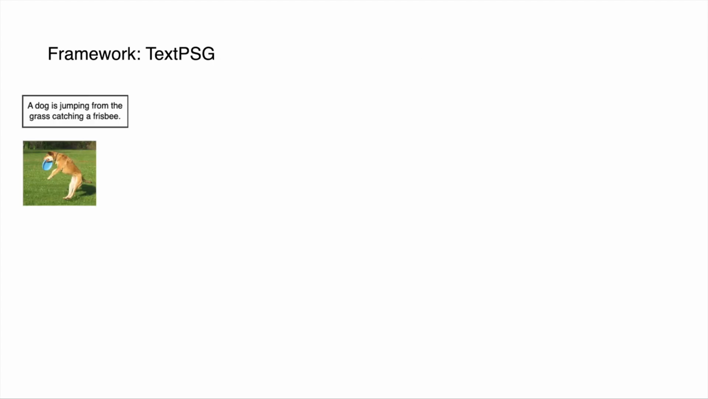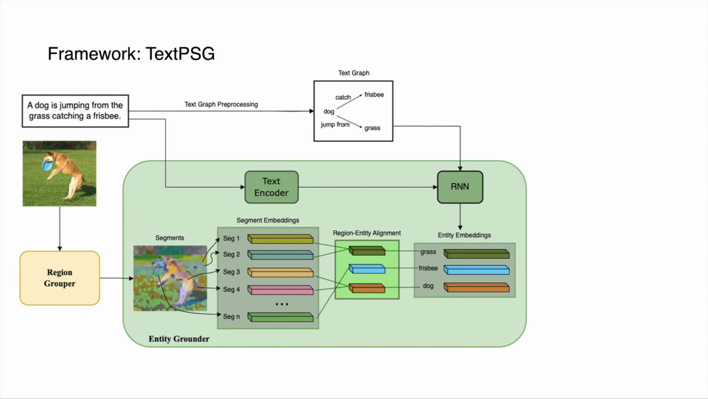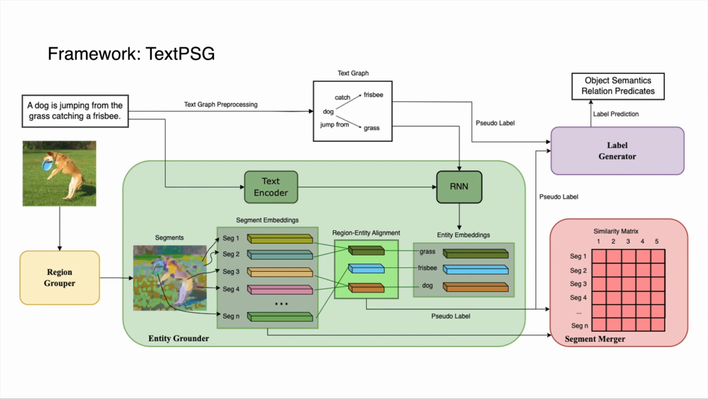We propose a novel modularized framework, TextPSG, as the first step towards this problem. During training, TextPSG takes batched image caption pairs as input. For each pair, the image is passed through the region grouper to be partitioned into several image segments, while the caption is first preprocessed and then taken by the entity grounder to ground textual entities onto the image segments through a fine-grained contrastive learning strategy. With the grounding results as pseudo-labels, the segment merger learns similarity matrices between segments for inference time merging, while the label generator learns the prediction of object semantics and relation predicates.